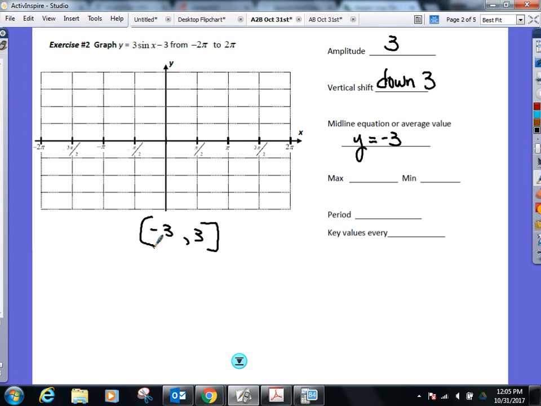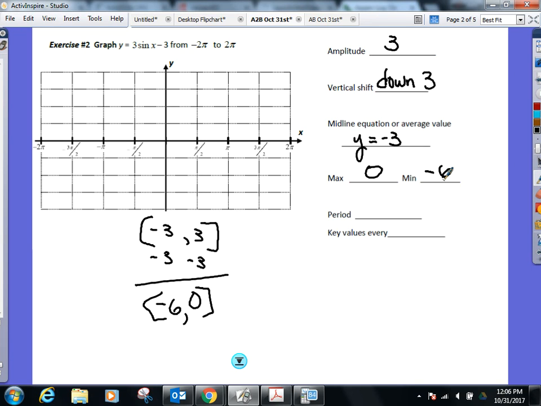Now you're moving it down 3. So move it down 3, down 3. What's my new minimum? -6. And my new max? 0. There you go. My new max was 0, my new min, -6. Does everyone see how that works? Do it pre-shift, then apply the shift.